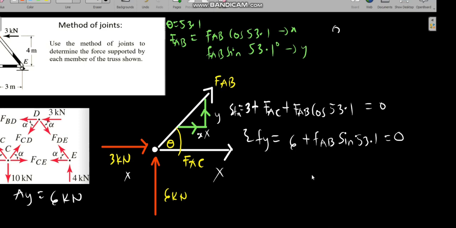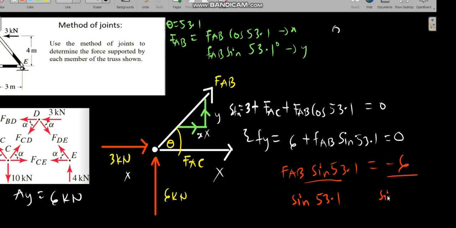So let's do this. So that's FAB sine of 53.1 will be equal to minus 6. I took this 6 to the right hand side. So I'm going to divide by sine of 53.1. So let's do this and see what we get for FAB.